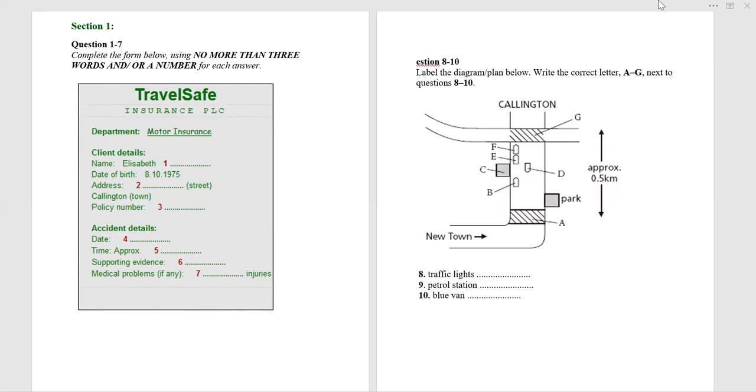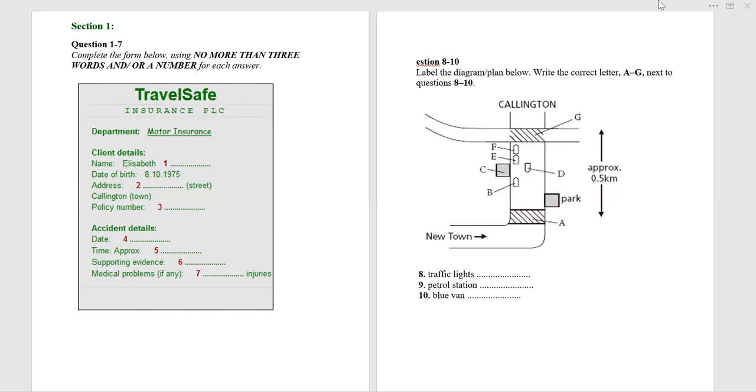Eighth is A. Eighth is not G. Oh, sorry. Eighth is G, not A. So G states here at Callington, you see. What she was saying, Newtown, she was entering Sharp Bend. And on half a kilometer, there is a crossing with traffic lights. So G is traffic lights, right?